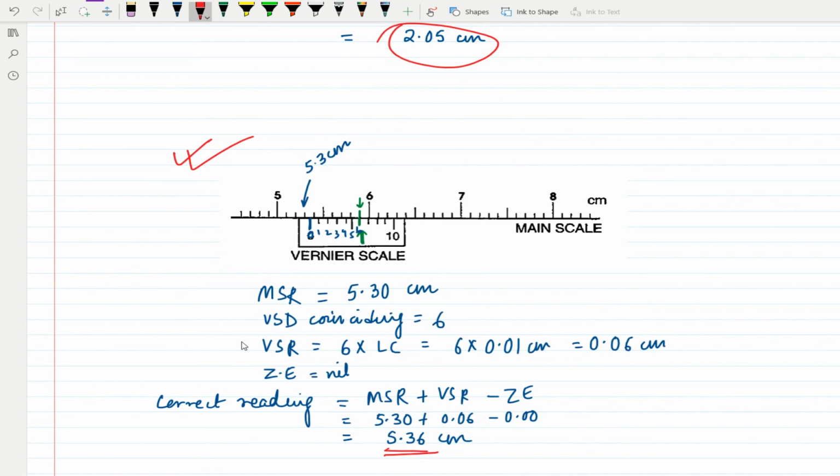So this is how you take readings from a vernier caliper. I hope the concepts are clear till now, like what is a vernier caliper, what is the least count of a vernier caliper, how to find the zero error of the vernier caliper, and how to take readings from the vernier caliper.